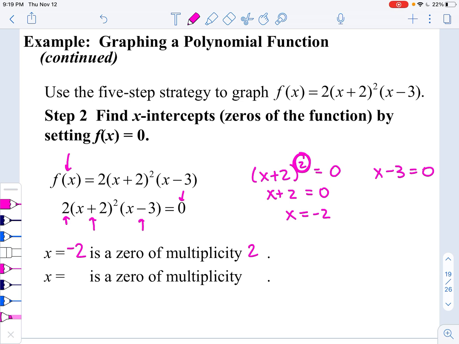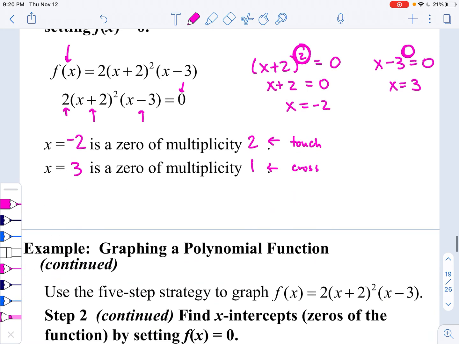If I solve my other piece, we're going to have x is equal to positive 3. Well, that's going to be of multiplicity what? Well, what power did we say was really up here? That was a first power. So in regards to those two pieces, it's good to think right now, are they going to touch or are they going to cross? Remember, even is going to end up touching and odd is going to end up crossing.